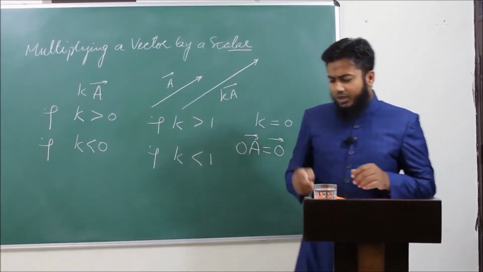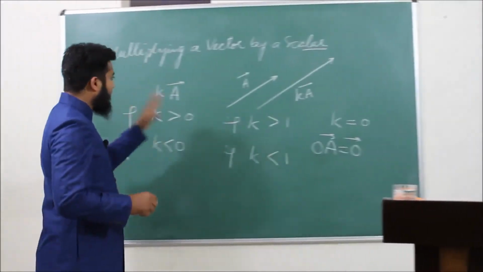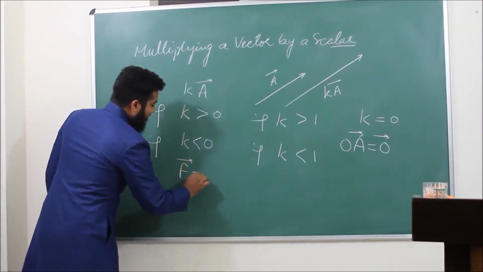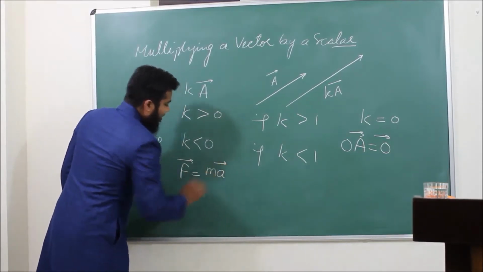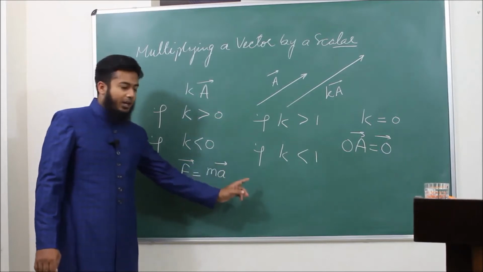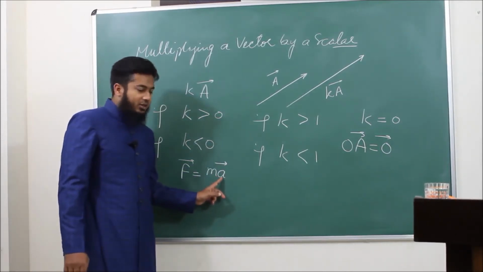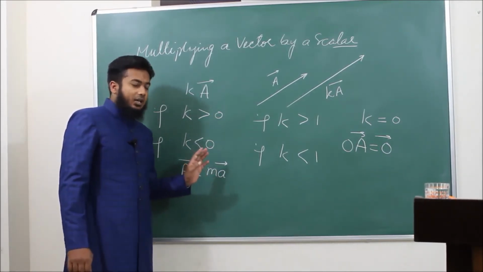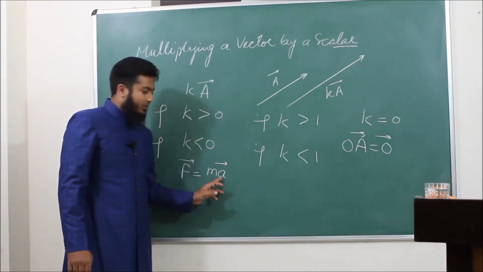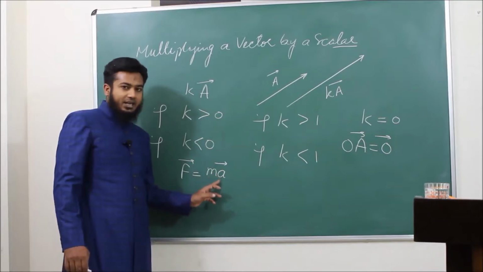Next, now we can have some examples of this kind of multiplication. Say, you know this relation, a special case of the second law of motion. Second law of motion, F is equal to ma. Here a is acceleration, m is mass, which is a scalar, and acceleration is a vector. So a vector is multiplied by a scalar.